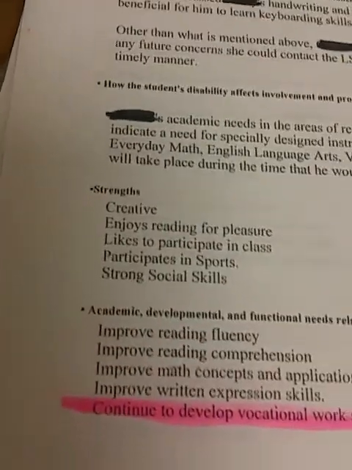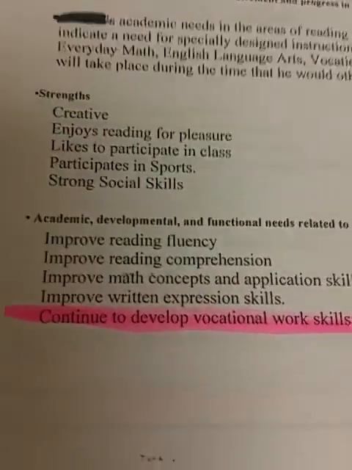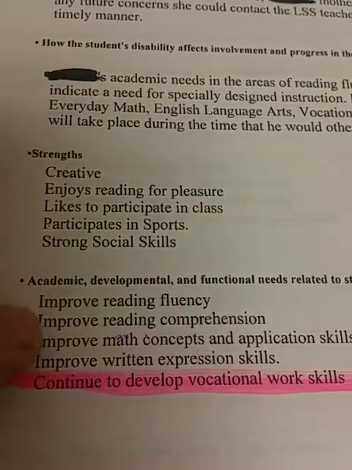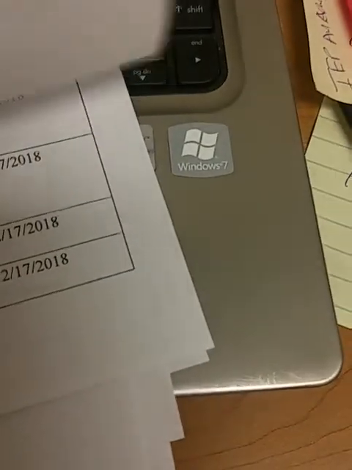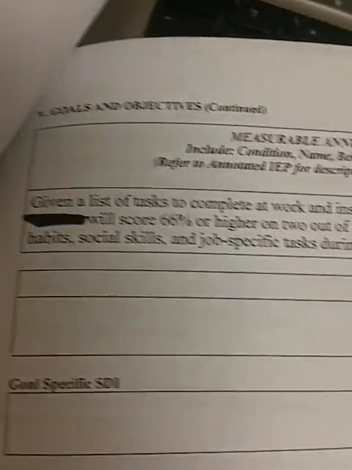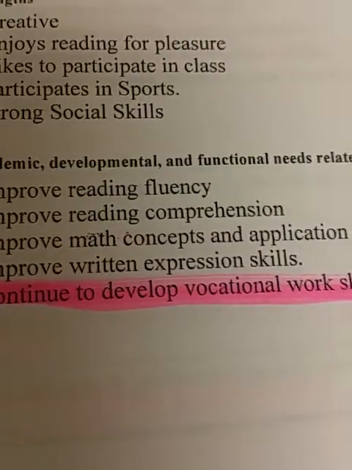Okay, the next section is the needs section, down here. As you'll notice, it says continue to develop vocational work skills. For each one of these needs, you need to have a goal. So we have continue to develop vocational work skills. If we flip to the back, there's the goal for it, and the objectives are down here as well. So if you have a goal, you have to have a need.